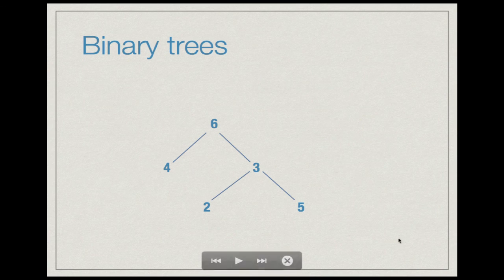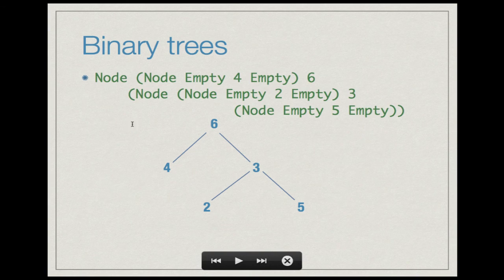Here is another example. You have a binary tree with 6 as root, 4 as the only node in the left subtree, and the right subtree consisting of 3 as the root, 2 as the only node in its left subtree, and 5 as the only node in its right subtree. This would be defined as follows. Node of node mt4 empty, 6 node of node mt2 empty, 3 node mt5 empty. The structure should be fairly simple now.